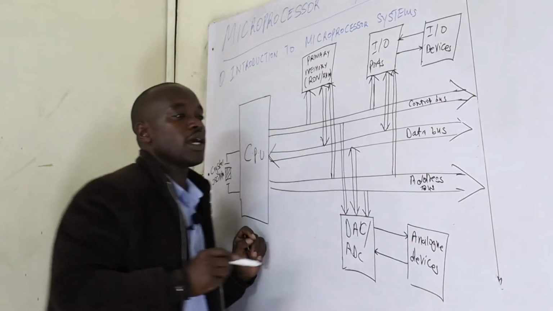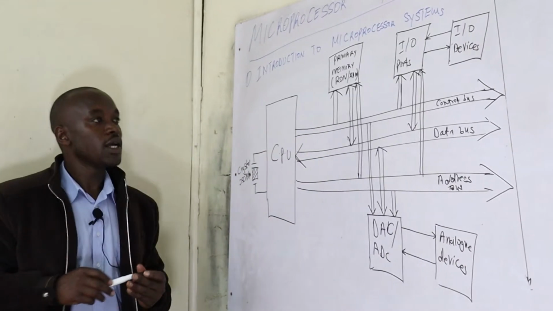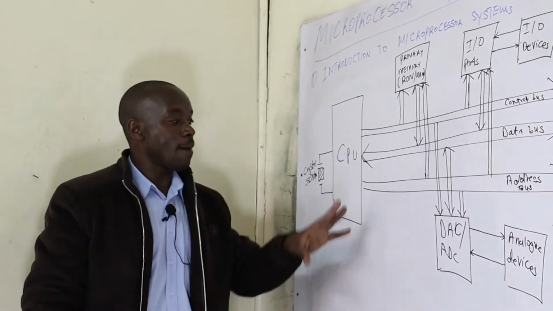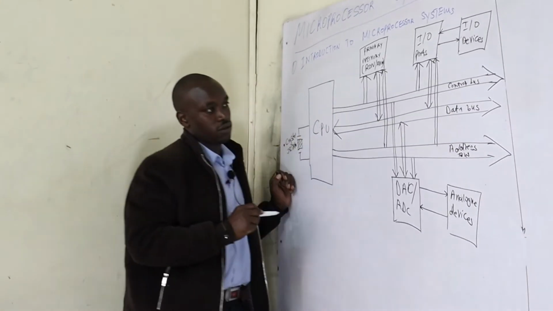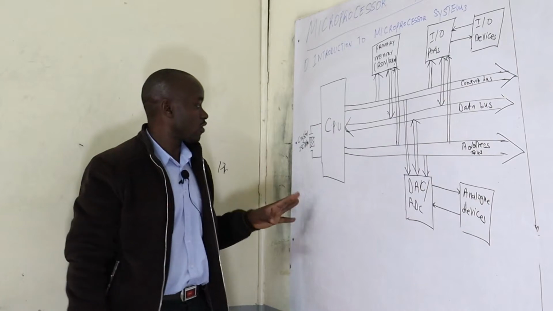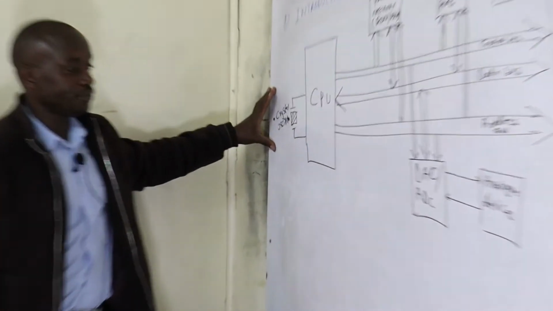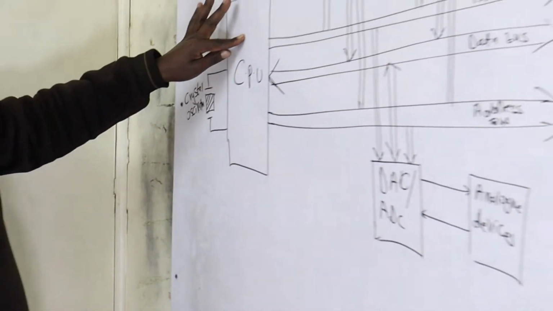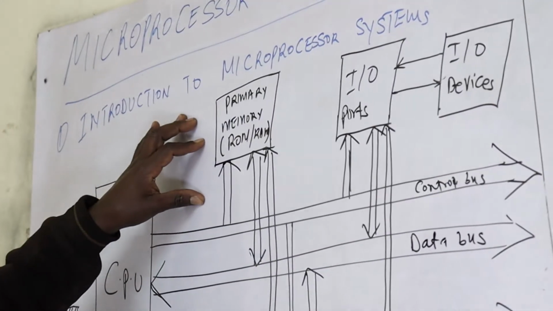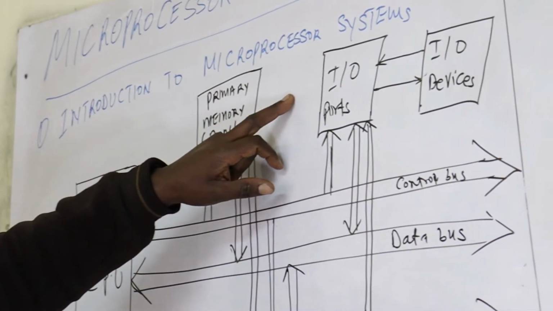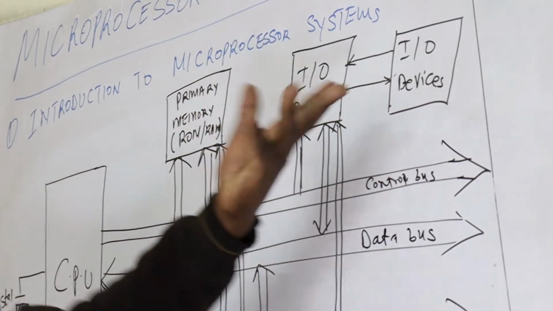So you hear that with the aid of a diagram, describe the block diagram of a microprocessor. You can basically draw this. Now, let us see what's happening. We have the crystal oscillator. We have the central processing unit. We have the primary memories, which are ROM and RAM. We have the I/O ports. We have the I/O devices.